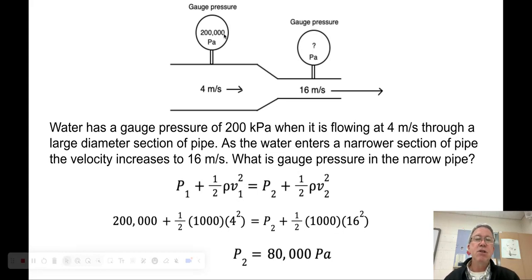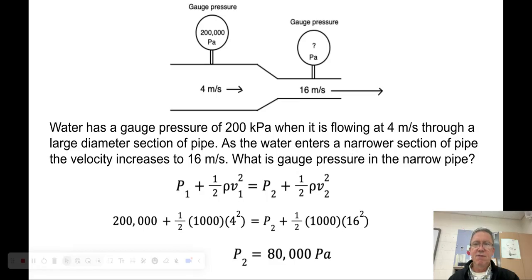So what I have here is 200 kPa and 4 meters per second. So let's go into our Bernoulli's equation. So here is my pressure energy per unit volume, my P value, which is just what I get straight off my gauge. That is my pressure energy. Plus 1/2 the density of the fluid, which we're told here is the density of the fluid.